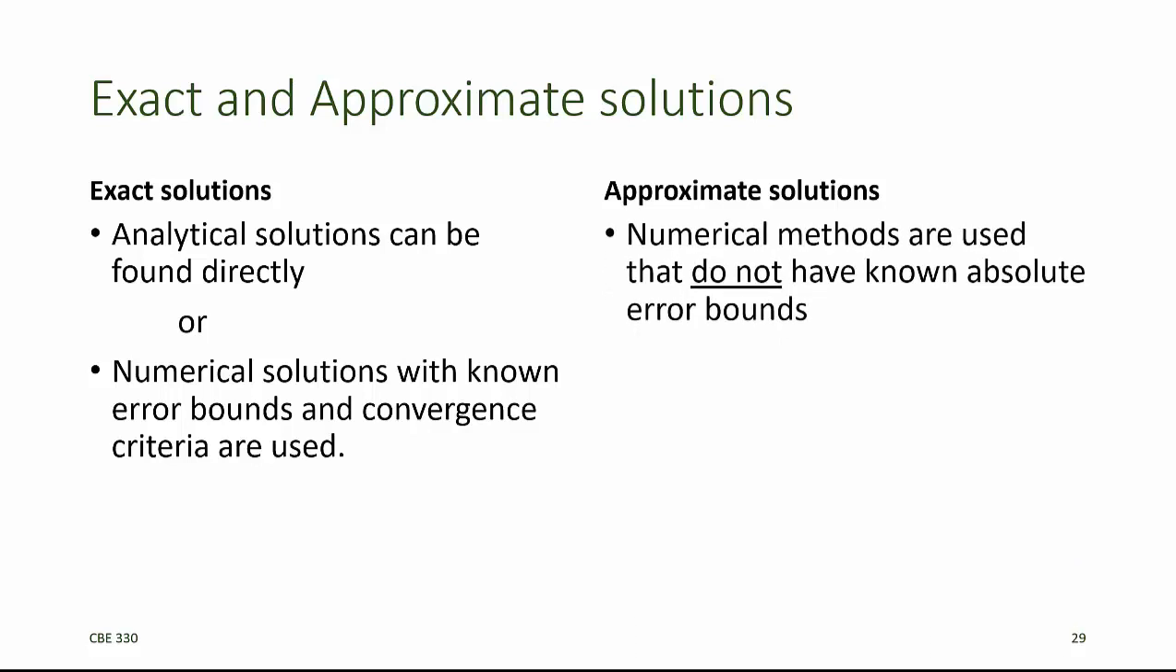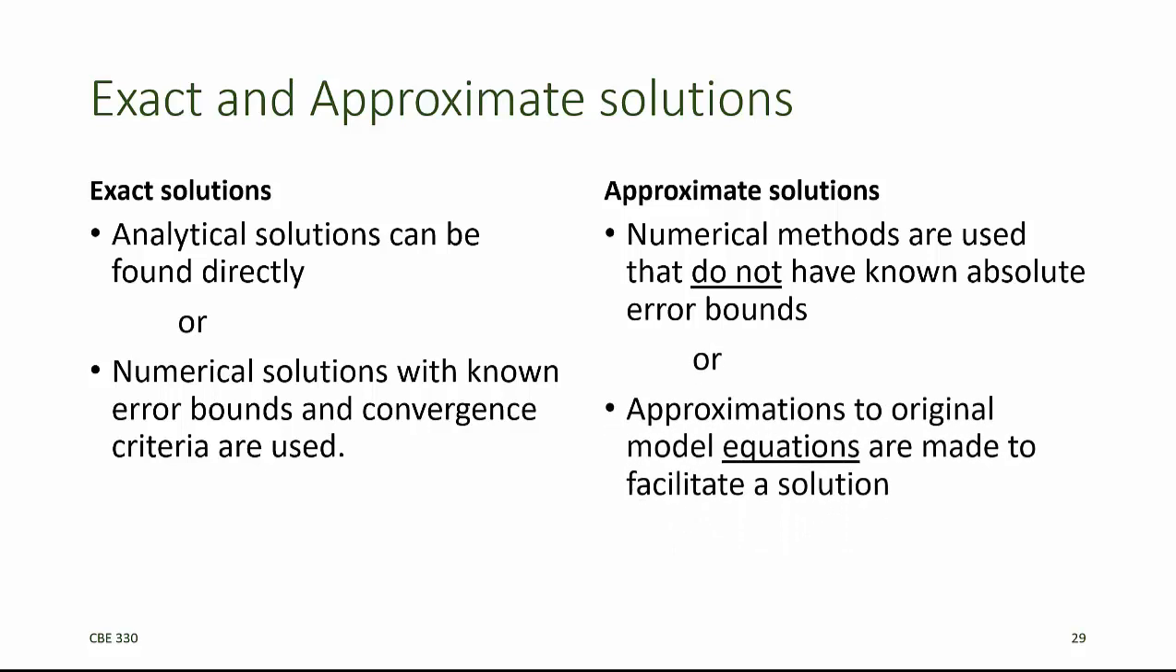We refer to a solution as approximate in a case when we're using a numerical method for which we do not have known absolute error bounds. So in the case of finding an approximate solution, we actually don't know how close our solution is to the exact solution. We also refer to approximate solutions when we make approximations to the model equations so that we can facilitate finding a solution. When those approximations lead to an analytical exact solution, we have an analytical or exact solution to our approximate model, which we use as a surrogate for our approximate solution to the full model.